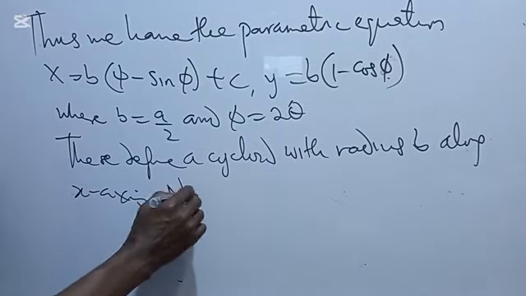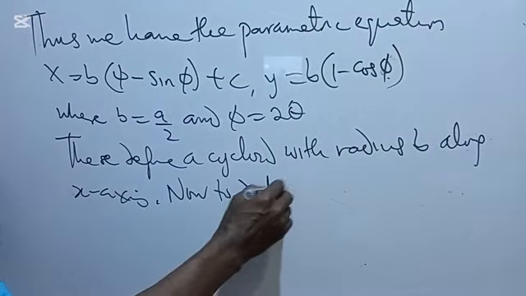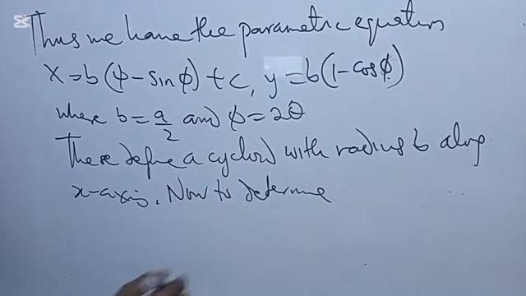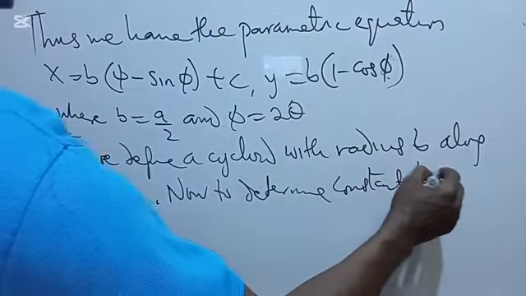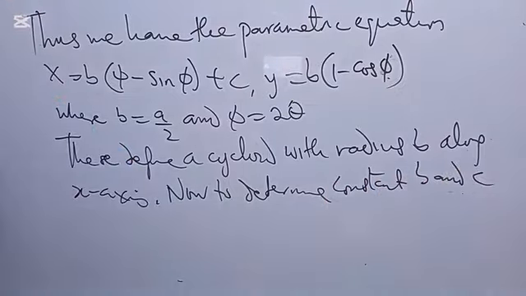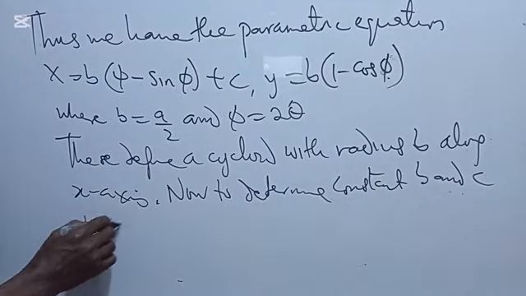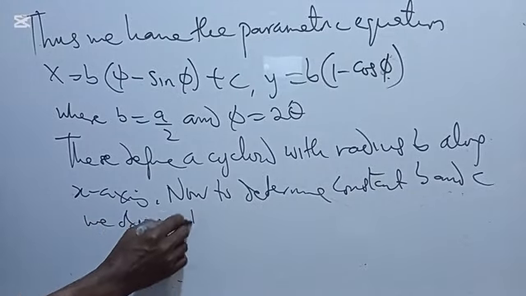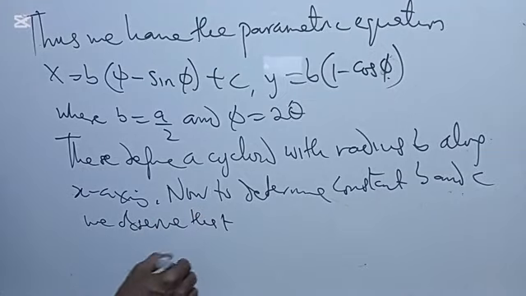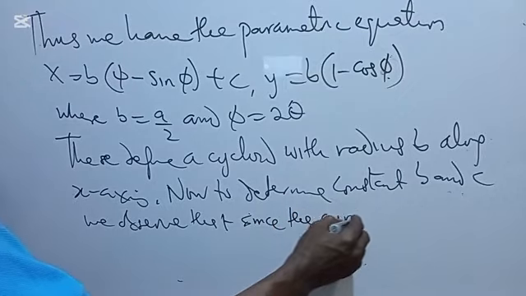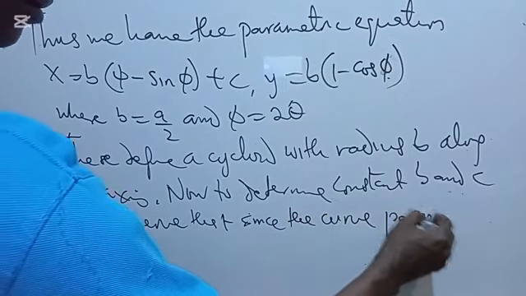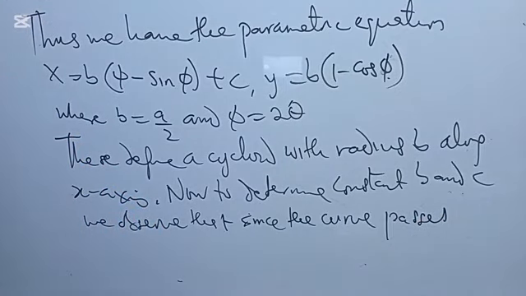Now, let's determine the constants b and c. To determine the constants b and c, we observe that since the curve passes through the origin.